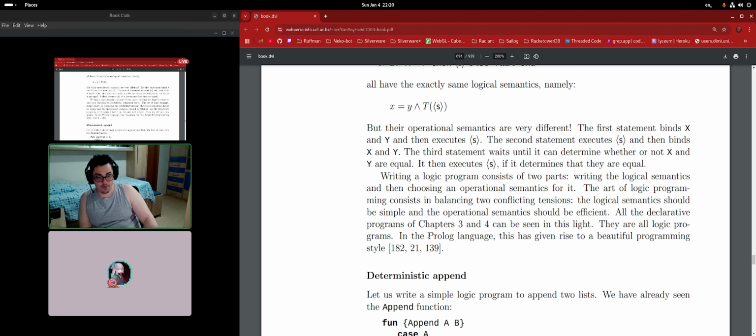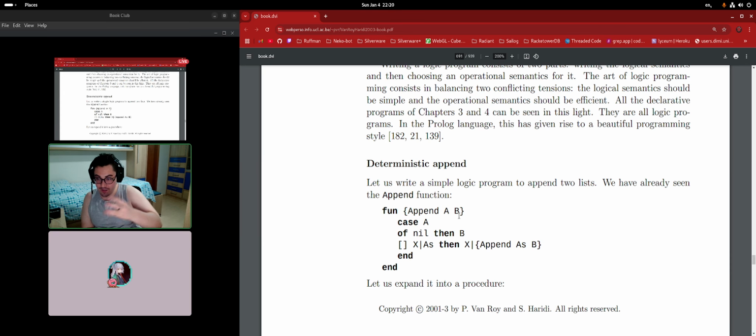All the declarative programs of chapters 3 and 4 can be seen in this slide. They are all logic programs, including the declarative concurrency ones. Yep, including those. In the Prolog language, this has given rise to a beautiful programming style. And then there are three references. Just go check them yourself.